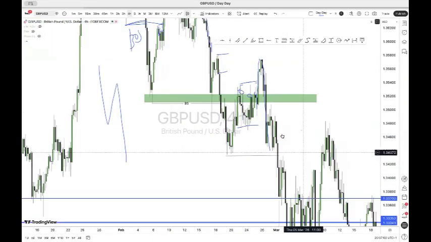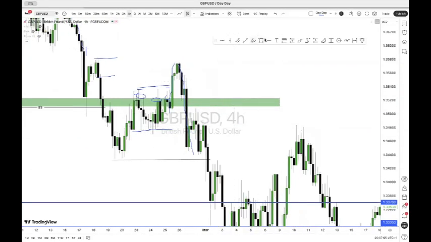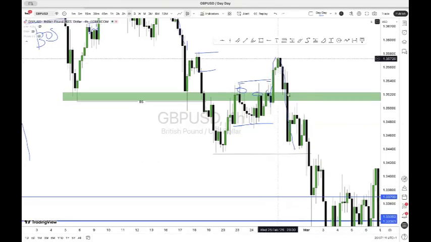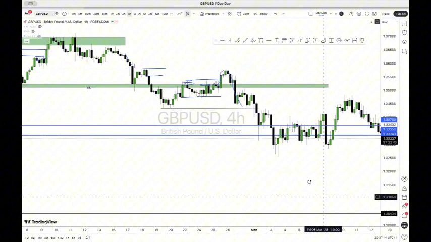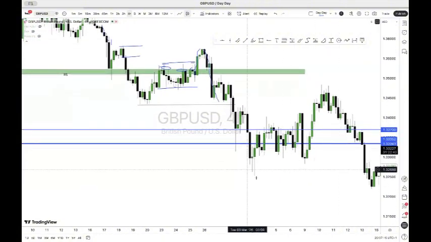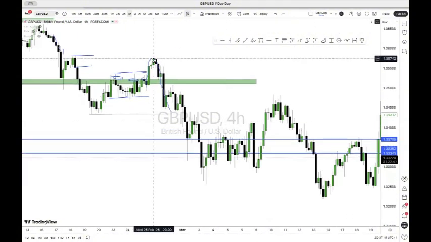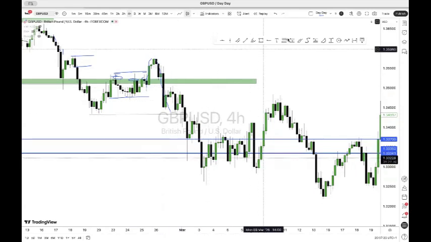So let's look at this. So now we have a break of structure here, meaning that this becomes our high, this becomes our low, this becomes our high, right? And from here, where does the new low form? The new low forms all the way here. So now we have a new lower high and we have a new lower low.